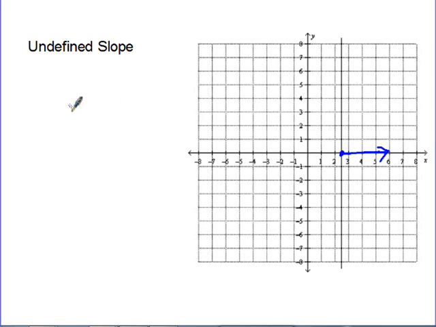Because if we look at now, our change in x is 0. Any number divided by 0, by definition, is undefined. We are not allowed to divide by 0. So we call this an undefined slope.